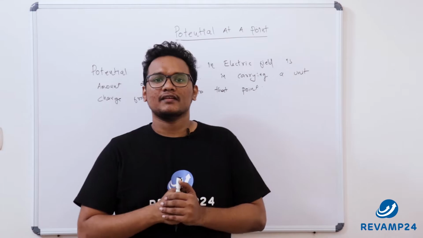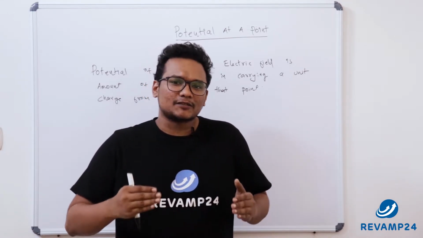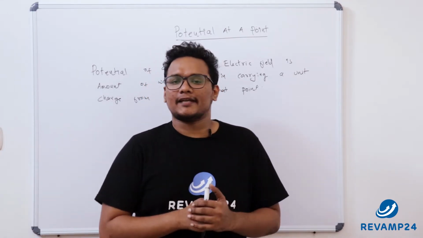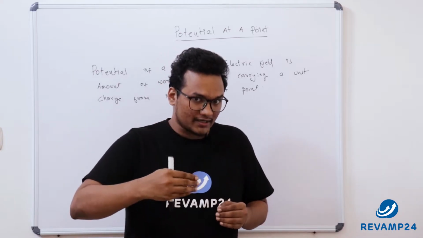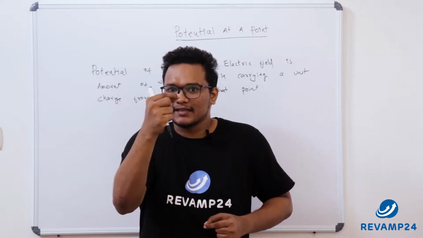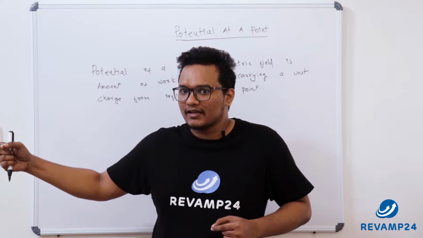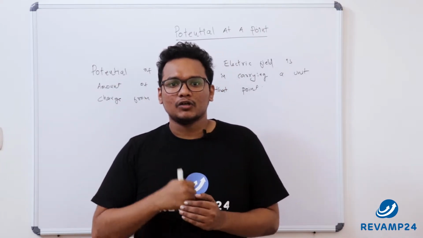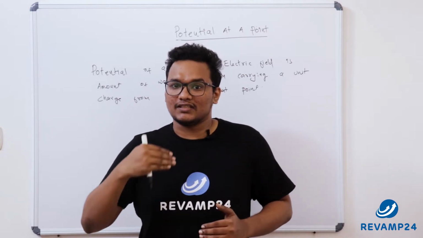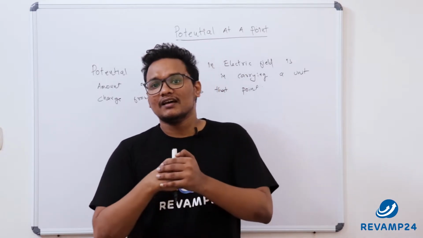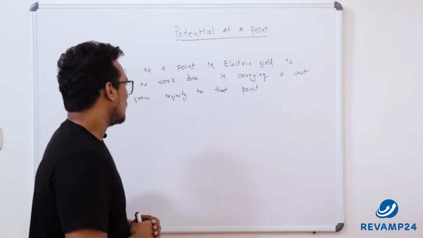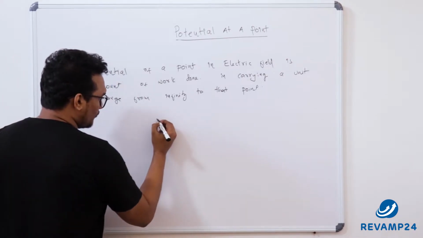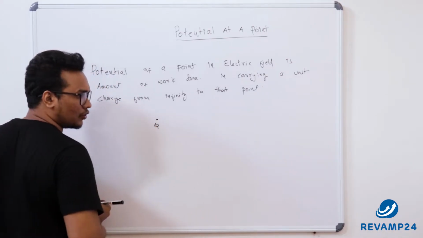In the last video, I explained what potential at a point is. That is nothing but the work done in bringing a unit charge from infinity to a point A. So in this video, we will do a derivation to get the exact value, to check whether we have done the last process right or not. So we have a source charge Q here.